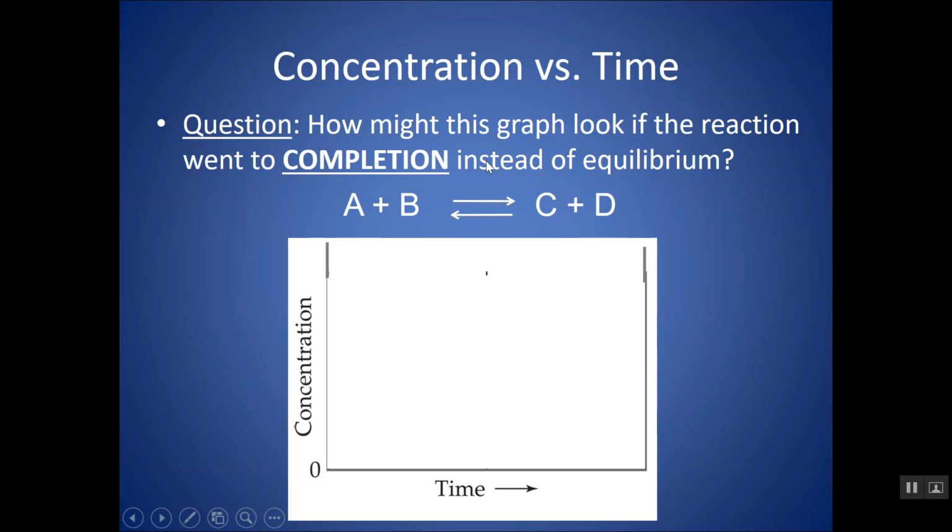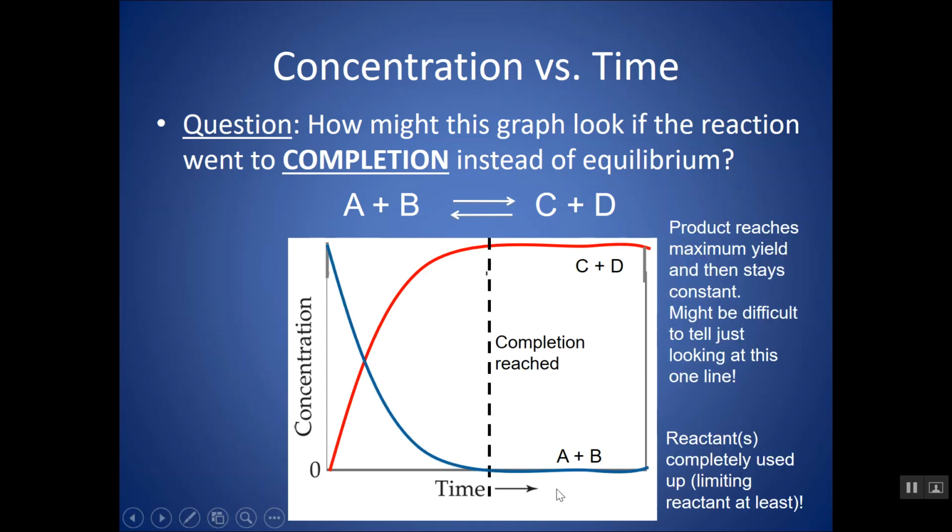Okay, well, I would start kind of the same, right? I'd still have all reactant to start with, highest amount, and I would still have like no product to start with. But if it went to completion, how much reactant would I have once the reaction is over? I would have essentially no reactant left, right? Or at least not any of the one I'm limiting.